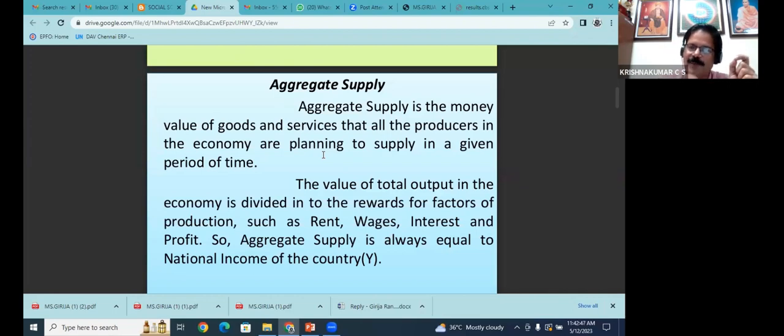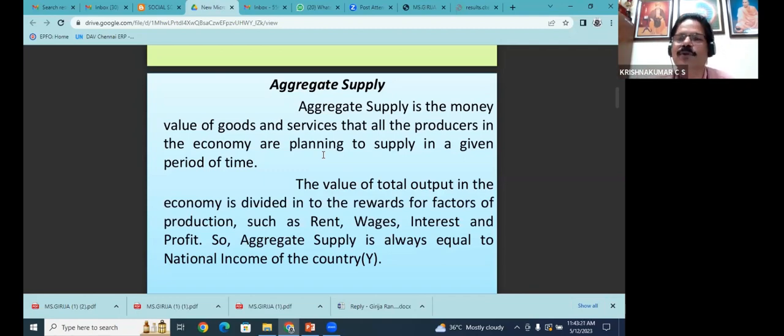And firm A is planning to produce, say, for 10 crore. Firm B is planning to produce, say, for 20 crore. Firm C is planning to produce for 5 crore. Firm D is planning to produce, say, for 25 crore. Firm E is planning to produce for 15 crore. Add up all these. Then you can tell this is actually aggregate supply. So children will be able to comprehend it easily.